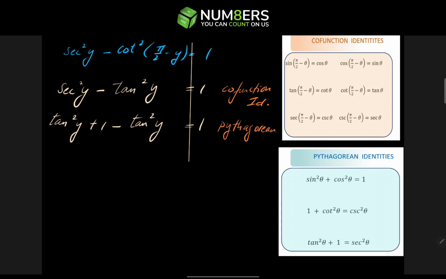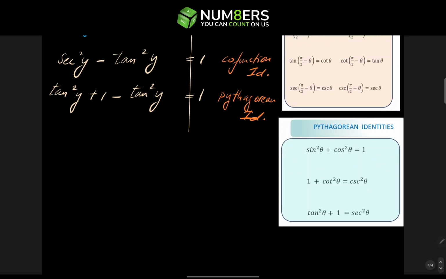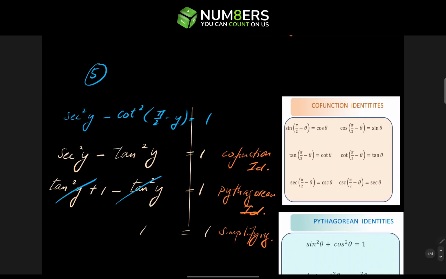y equals 1. And here we use the Pythagorean identity, so we write Pythagorean identity. And now on the left side, you notice how tan squared y minus tan squared y, they cancel each other out, and we end up with 1 is equal to 1. Here, this is simplifying. And this has been verified. That's question number 5.